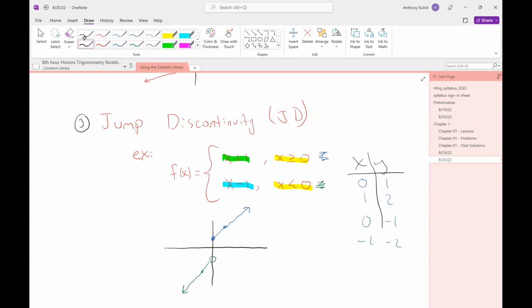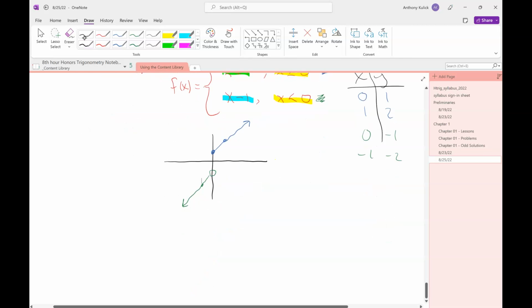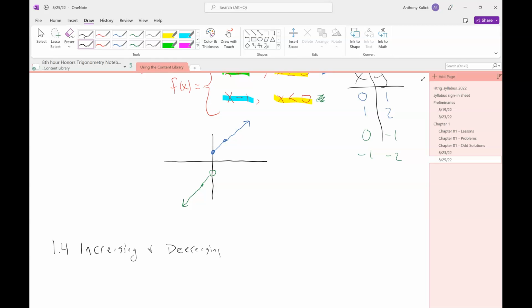That's a little better, right? We can handle that. Just a little bit of vocab, basically. That's all that was. 1.4 is about increasing and decreasing functions. And we already talked about this, right? Because we needed it to be able to do the ranges algebraically.